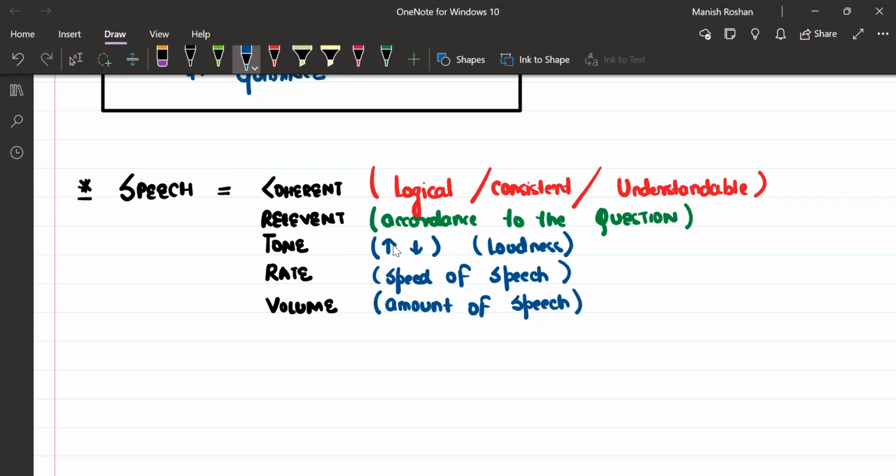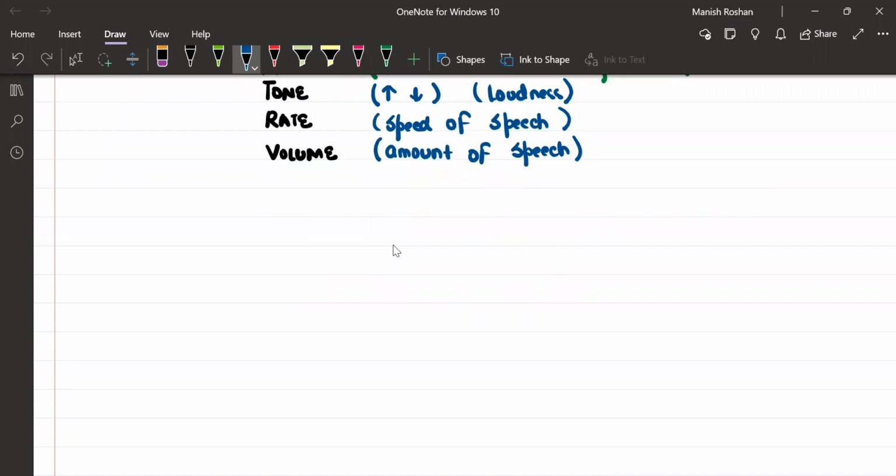So you can say that the speech was relevant, coherent, and the tone, rate, and volume were within normal limits, or you can accordingly say how the rate was, how the tone was, how the volume was. Then you have to describe the reaction time, whether the reaction time was increased or reduced. In response to a question, whether the individual takes some time to answer, or whether the individual instantaneously, even before the completion of the question, spurts out the answer. That's how the reaction time is assessed.